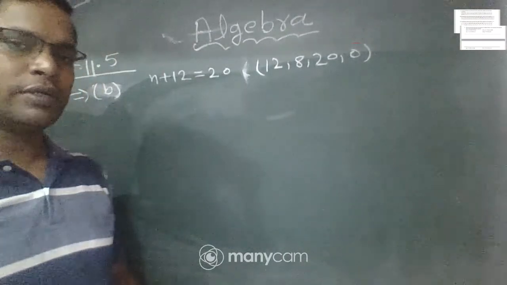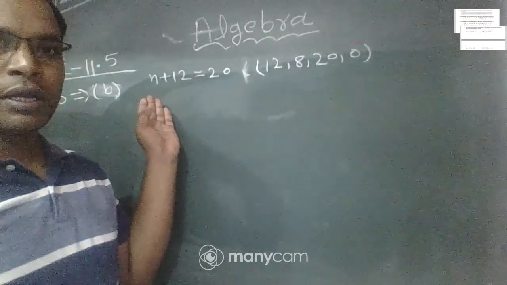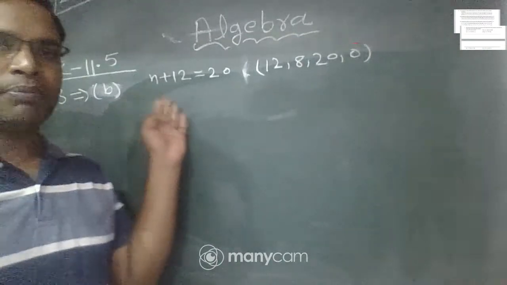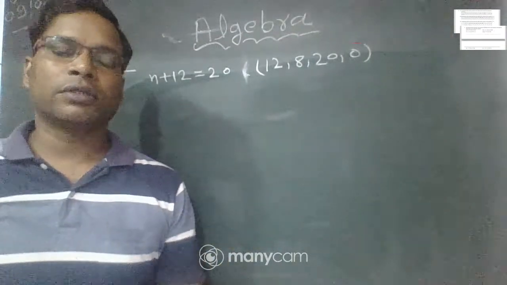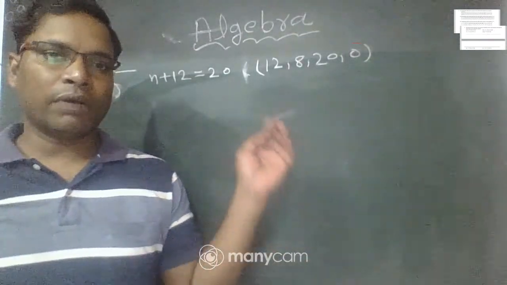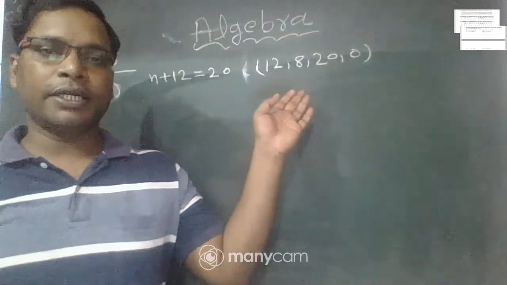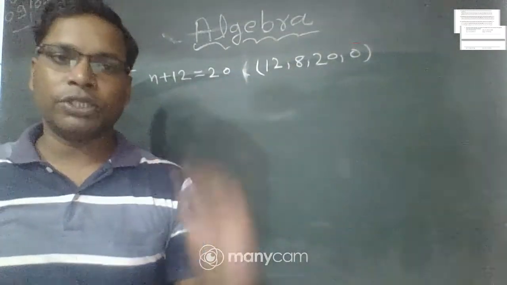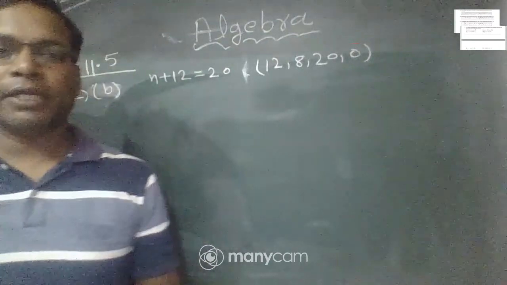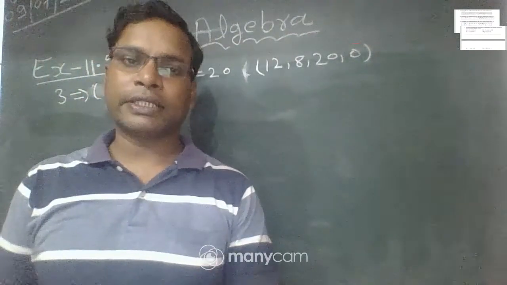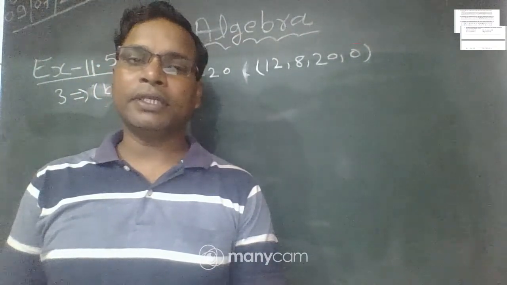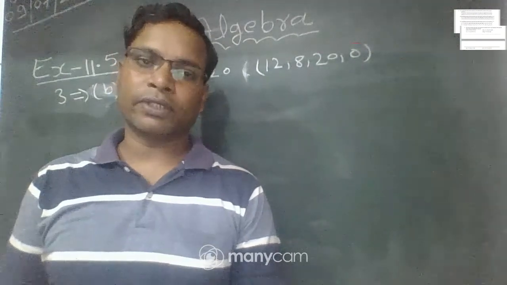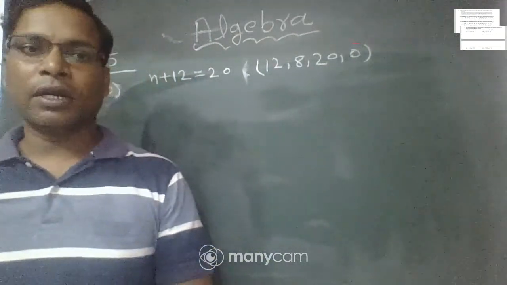So students, you can see this is part B of question number 3: n plus 12 is equal to 20. You take the values of n as 12, 8, 20, and 0, and check for which value the left hand side is equal to the right hand side. Then you can say that value is the solution of the given equation. Okay, so let's see how to solve it.